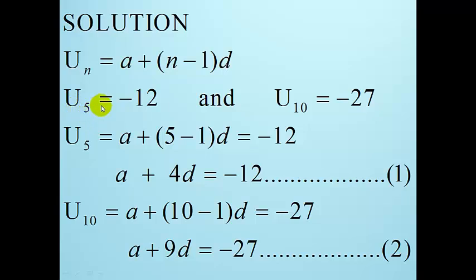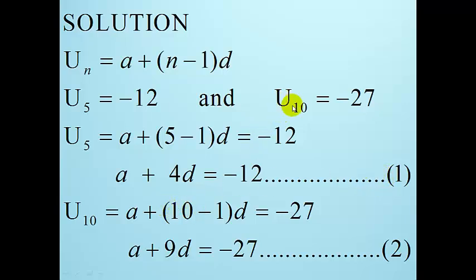Now, from u5 equals minus 12, it means that n is equal to 5. So we substitute 5 wherever we see n in the nth term formula. In doing that, we have u5 equals a plus (5 minus 1)d, which is equal to minus 12, because u5 is equal to minus 12. Now 5 minus 1 is 4, and 4 times d is 4d. So we have a plus 4d is equal to minus 12. Let's name this equation 1.